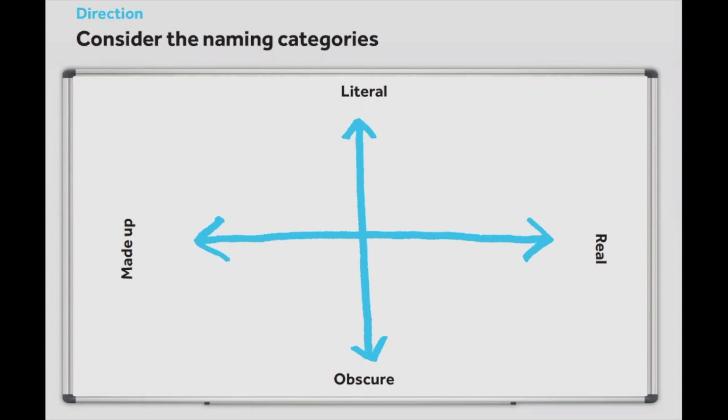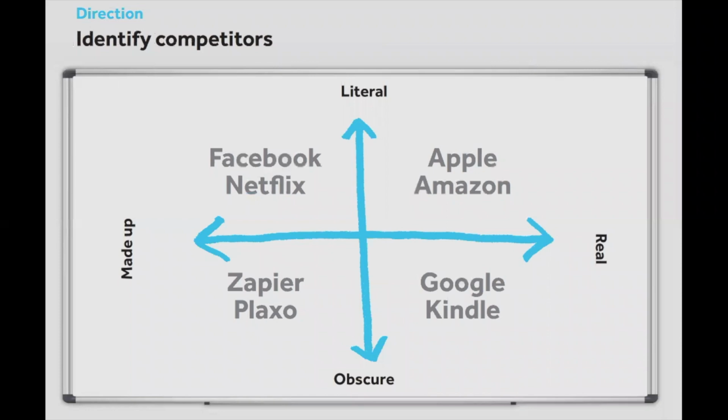So at the top of there, I've got a bunch of names that are going to be quite literal versus ones at the bottom which are going to be obscure. To the left, totally made up names, and to the right, real names. Positioning is all about putting things in relation to the competition. So for the sake of argument, with this example, I'm just going to choose some of the large technology brands that everyone is familiar with, and you can see how they may fit into those categories, into those segments.